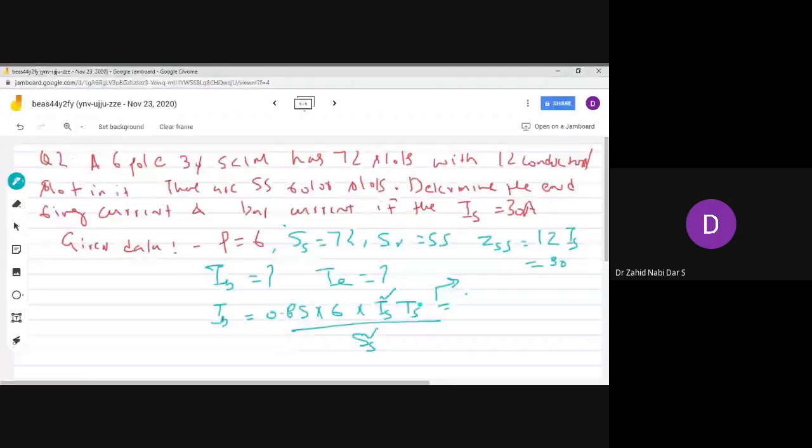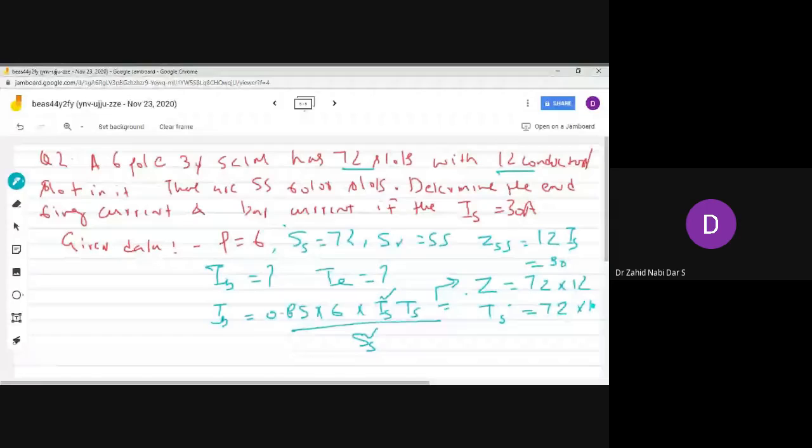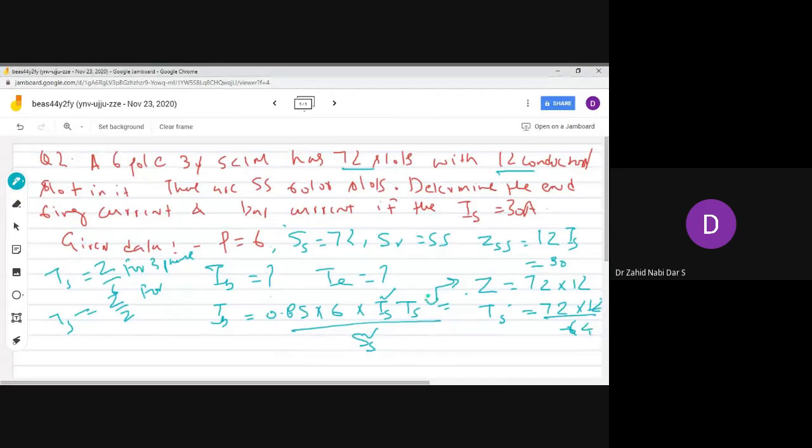So in order to get TS, how do we go? This is 12 conductors, this is 72 slots. So the total number of conductors Z would be 72 into 12. And TS would be equal to Z by 6 for three phase. If it was single phase, then Z by 2 for single phase. So here I calculate, and I got the value of TS also as 144.